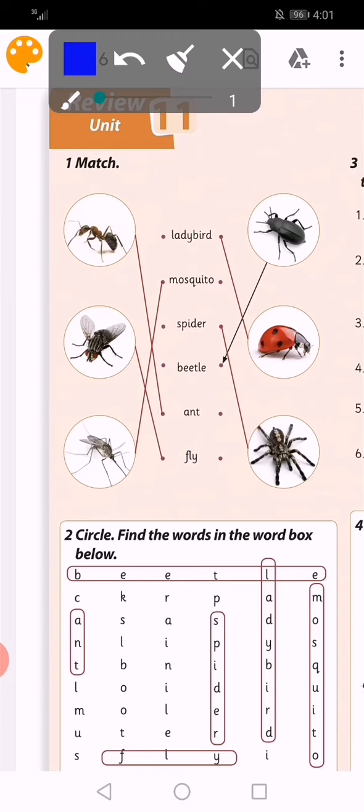Okay. 2. Circle the words in the word box below. بدنا ندور على الكلمات عنا هون بالشبكة. طيب نلاقي الكلمات together. The first one. Beetle. هيها. Okay. Ant. Spider. Lady Bird. Mosquito. And the last one, fly.